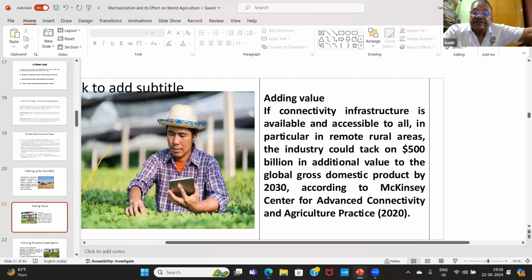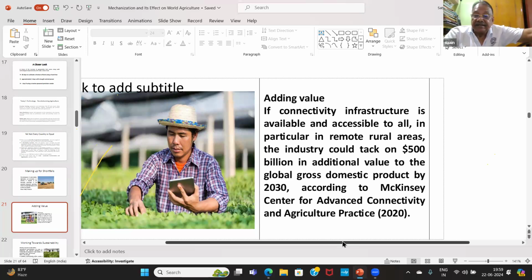If connectivity infrastructure is available and accessible to all, in particular remote rural areas, the industry could tack on 500 billion in additional value to the global gross domestic product by 2030. This is McKinsey, Center for Advanced Connectivity and Agriculture Practice, 2020 information. Everybody depends on agriculture. So that is the importance.